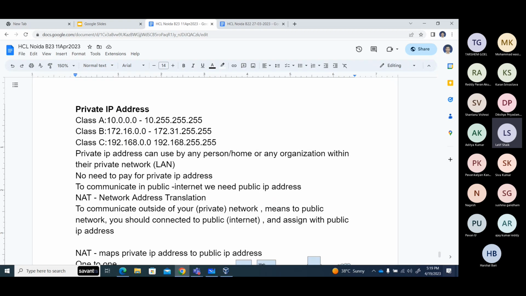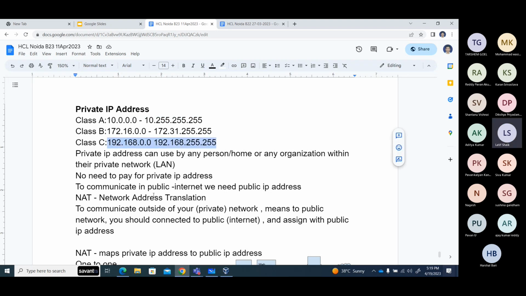Okay. So 172.16.0.0 to 172.31.255.255, this entire range is a private IP address range. 10.0.0.0 to 10.255.255.255 is an entire private range.